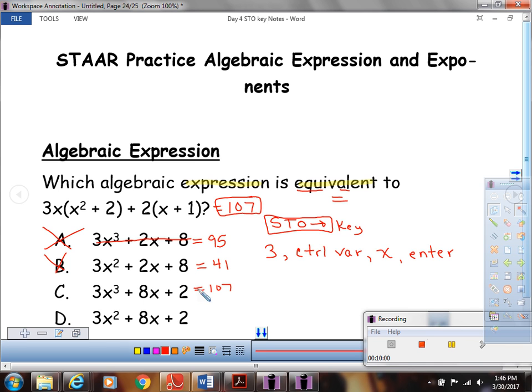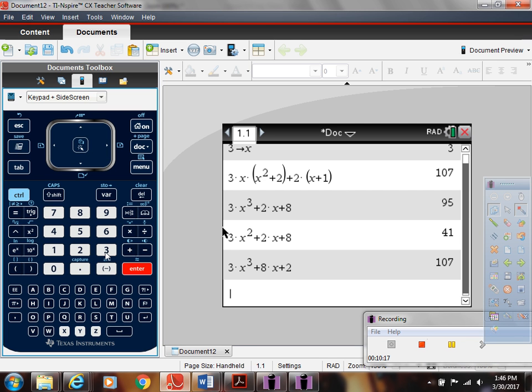Because we've already come across some problems where the answer was there twice, and we're like, oh man, now we've got to figure out which one it is between these two. So we tried other strategies and we figured it out. So let's try D before we decide that that is the correct answer.